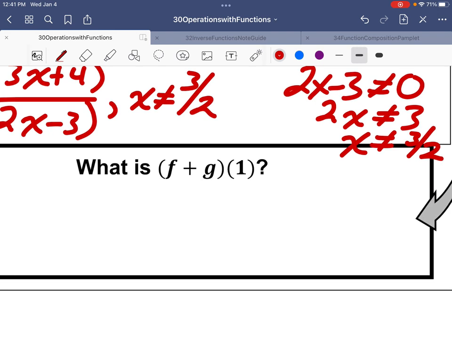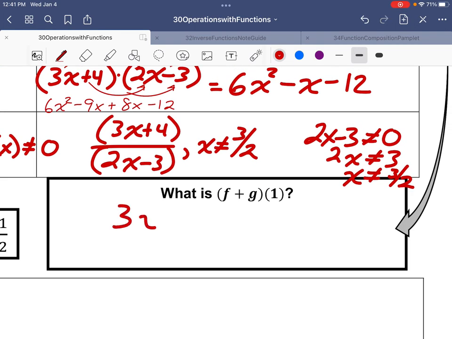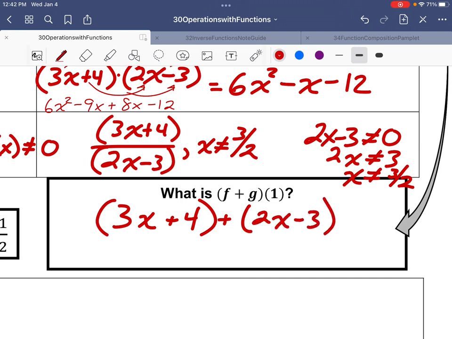What is this? What is f plus g of 1? Well, it's combining a little bit of yesterday with today. You see, f plus g of 1 still means I'm going to add my functions together. But it also means that we're going to plug in 1. So wait a minute, if I'm going to add my functions together, that's still my 3x plus 4, and then my 2x minus 3, but I'm supposed to plug in 1. And when I plug in 1, well, really, that means that it's not going to be the letter x, but it's going to be the number 1.